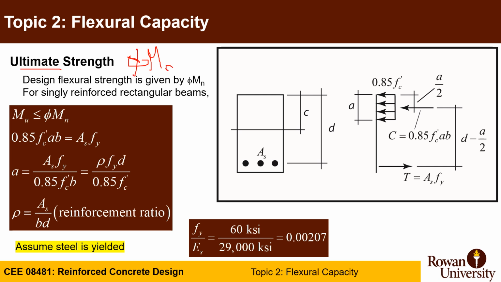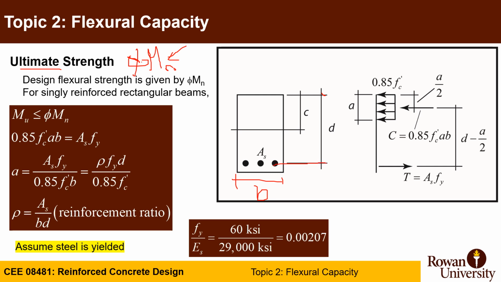We got familiar with how to calculate Mn in the last recording, but now we're going to learn how to calculate the phi value. So here is the same cross section. You have width of B, area of steel As, and structure depth D from the top compression fibers to the centroid of the steel.